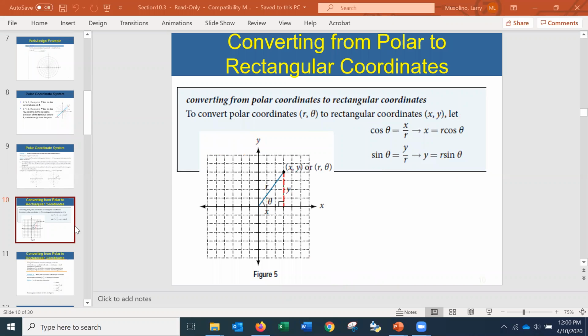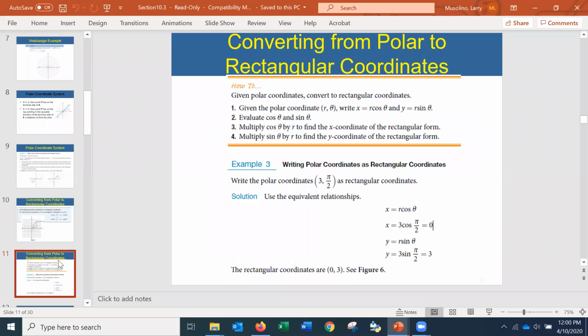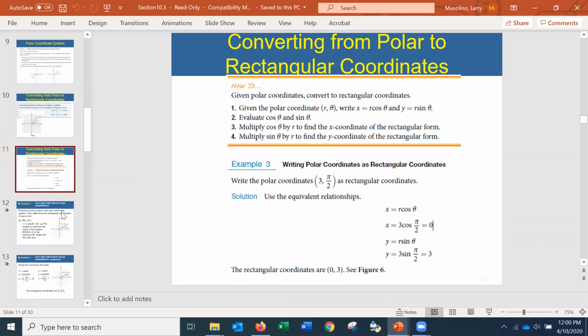Let me go to an example. Let's do this example. It says, what if you have 3 comma pi over 2 and you want to change it into rectangular? Let me draw 3 comma pi over 2 just so we get a sense. Pi over 2 means rotate 90 degrees. So here's the rotation 90 degrees. And then for r, I would walk out a distance of 3. So I'm going to put this blue dot here. So this was r equals 3.